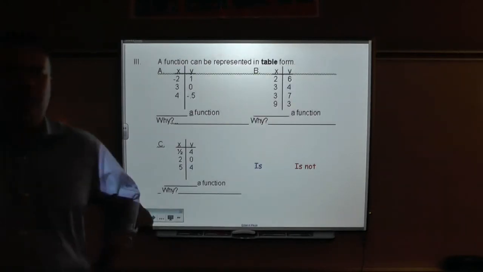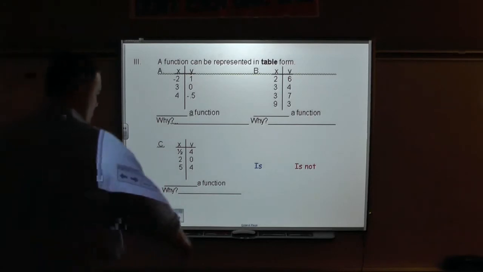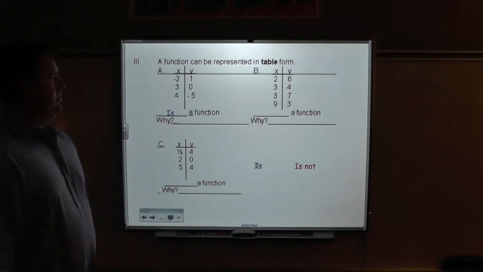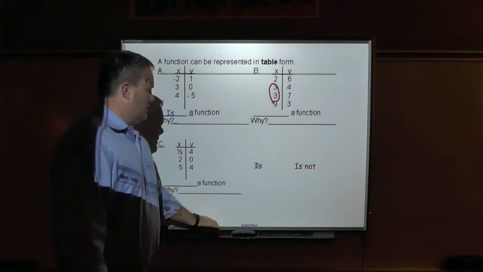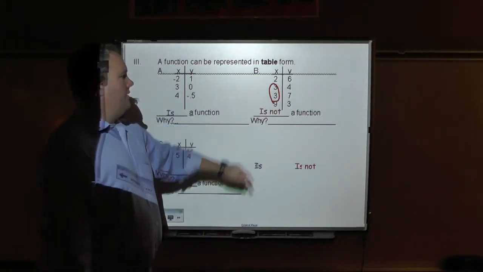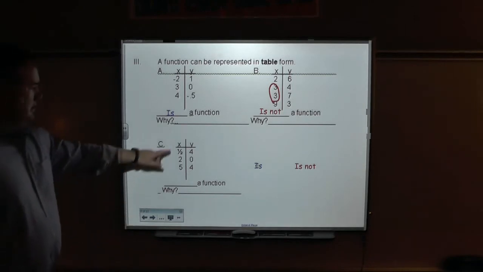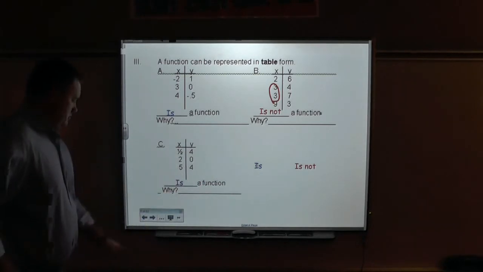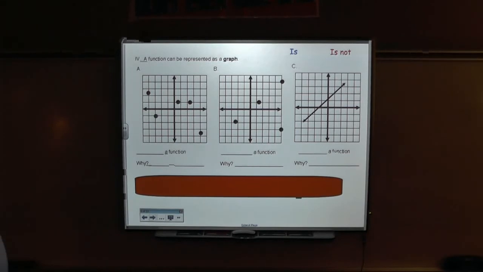Next one, tables. Tables are pretty simple. Tables are just like a set of ordered pairs. As long as x doesn't repeat, this is a function. So the first one, x doesn't repeat, is a function. Look at B. X does repeat. 3 can't be 4 or 7. Okay? So, this is not a function. And down here, as long as x doesn't repeat, it is a function. Alright? Alright. So, next thing.